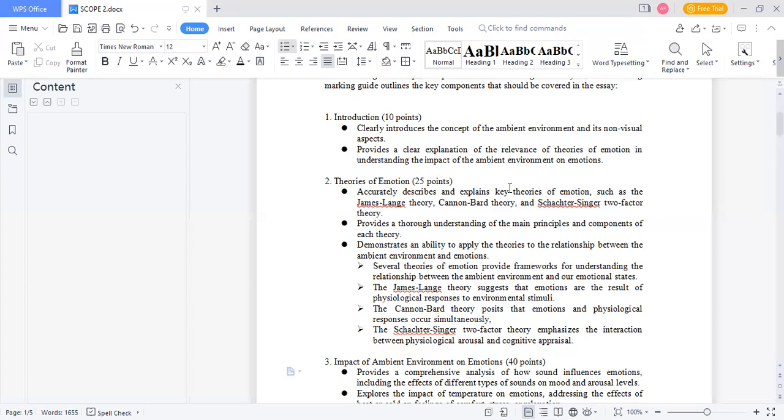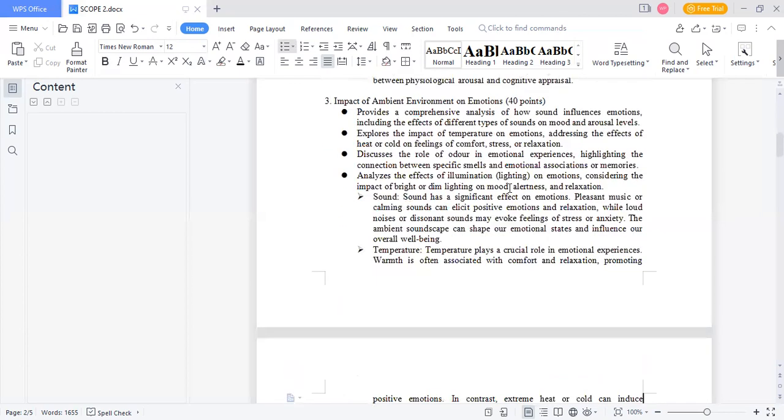All right. So these are some of the aspects that we might also involve when we look at our theories of emotion. Some of the theories that I might suggest in regards to environmental psychology. So also looking at the impact of the ambient environment on emotions as well. It provides a comprehensive analysis of how sound influences your emotions.